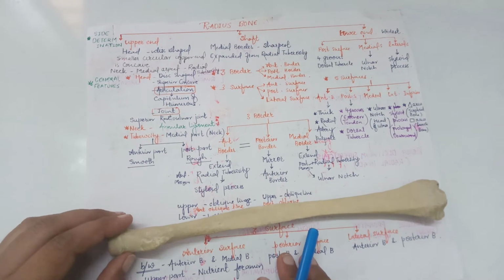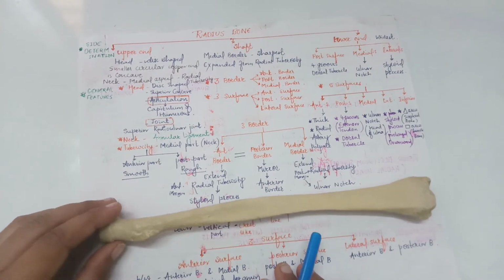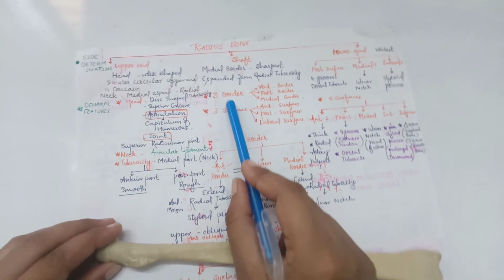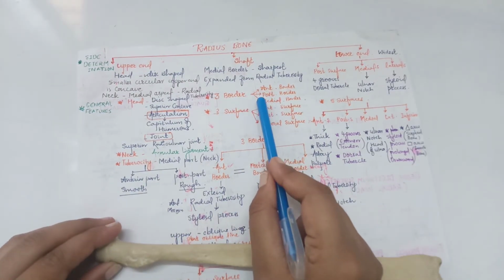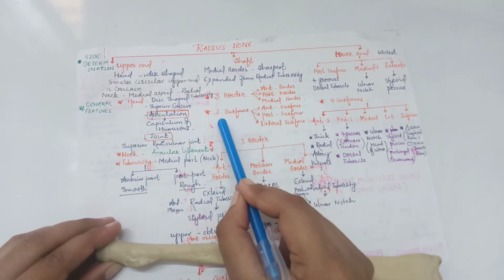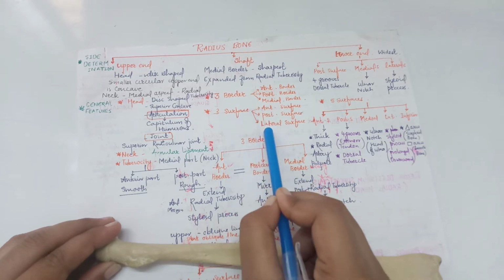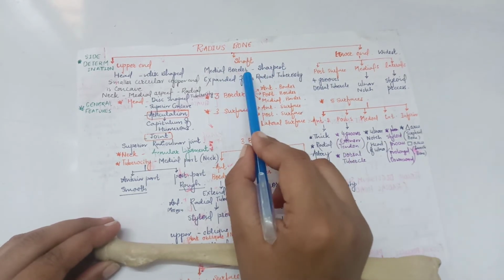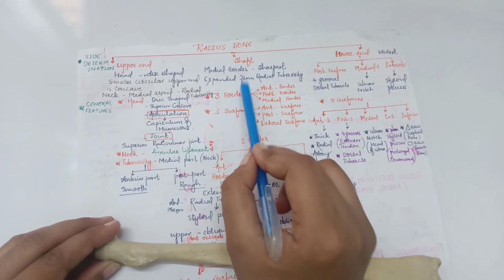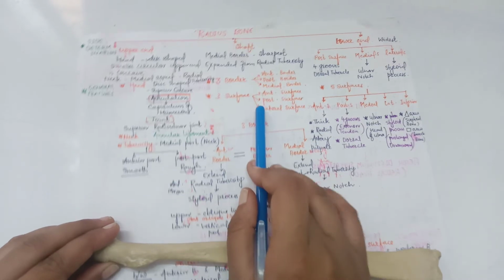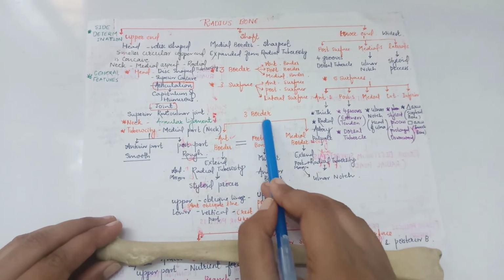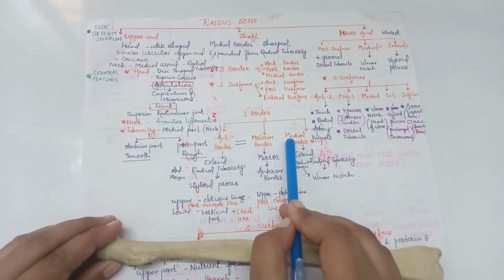Then the shaft has three borders, that is anterior, posterior and the medial one. It has three surfaces, anterior, posterior and the lateral one. The medial border is also known as the interosseous border. Then the three borders are the anterior border, posterior border and the medial border.